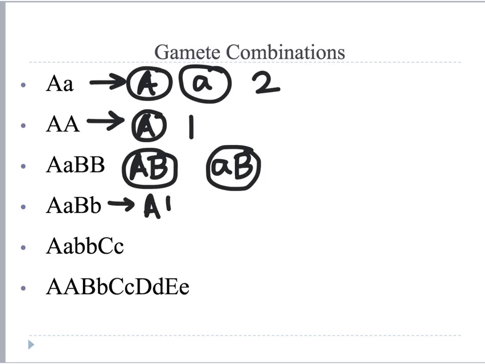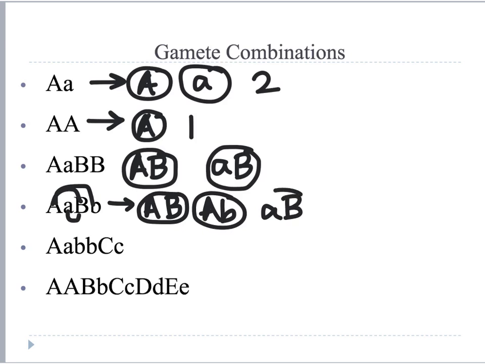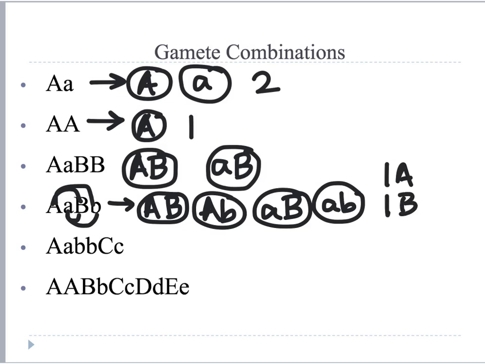the big A is going to go with the big B. The big A will also have a possible combination with the little b. The little a will go with the big B, and the little a may also go with the little b. In each gamete, there has to be one A gene and one B gene, and when you work out all of those combinations, you end up with 4 possible combinations.